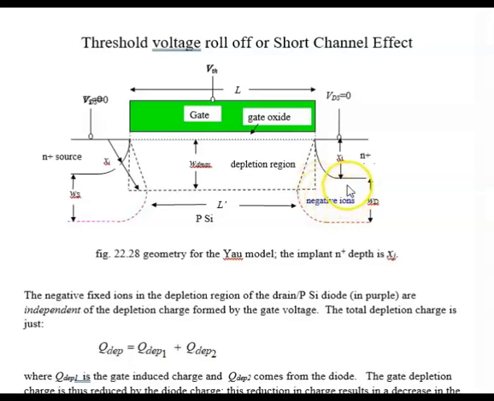And it falls not only outside the gate, it falls into the gate region. So we have negative ions. These are negative arsenic ions that have accepted an electron and become negative. And they extend into and underneath the gate region. So under the gate region, we have negative ions which are controlled or produced by the positive voltage on the gate, and we have external ions which come from the N+ source.